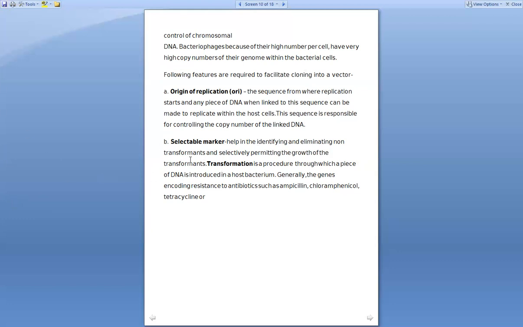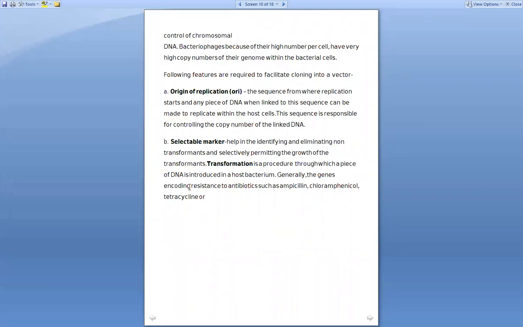Non-transformants means those cells in which the transformation has not taken place. So in the cells, if the transformation is taking place, then that is known as the transformants, right? And non-transformants means the cells in which the transformation has not taken place.